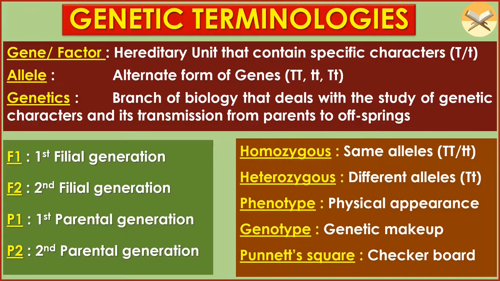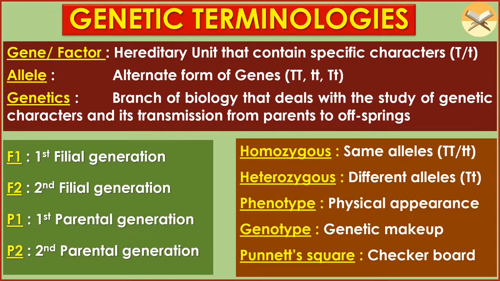Homozygous. Homo means same. So when we use the term homozygous, it means that we are using the same alleles for the cross. For example, capital T capital T and small t small t. Both of them are the same. So these are homozygous. Next is heterozygous. Hetero means different. So the term heterozygous is used for different alleles like capital T and small t. These are different alleles, so it is called heterozygous.